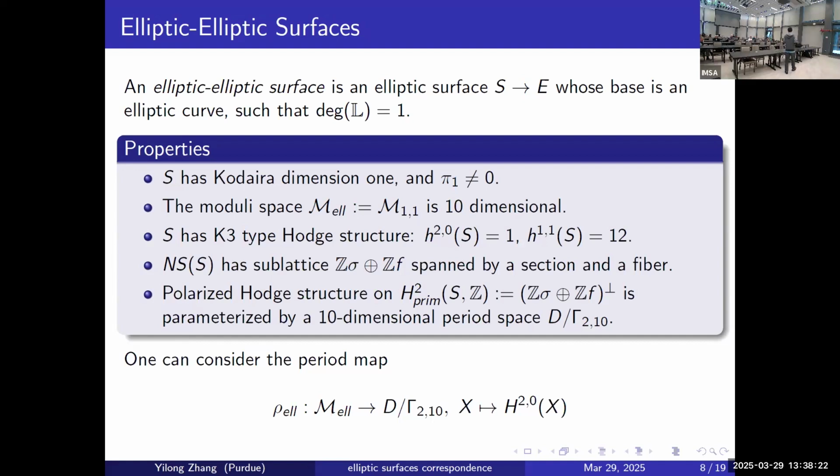So here we only look at the period map for H2. We forget about H1. I didn't mention that H1 of this elliptic surface is actually the same as the H1 of the base, which is 2-dimensional. So you have 2-dimensional invariant cycles downstairs, and that's the section giving the cycles downstairs.